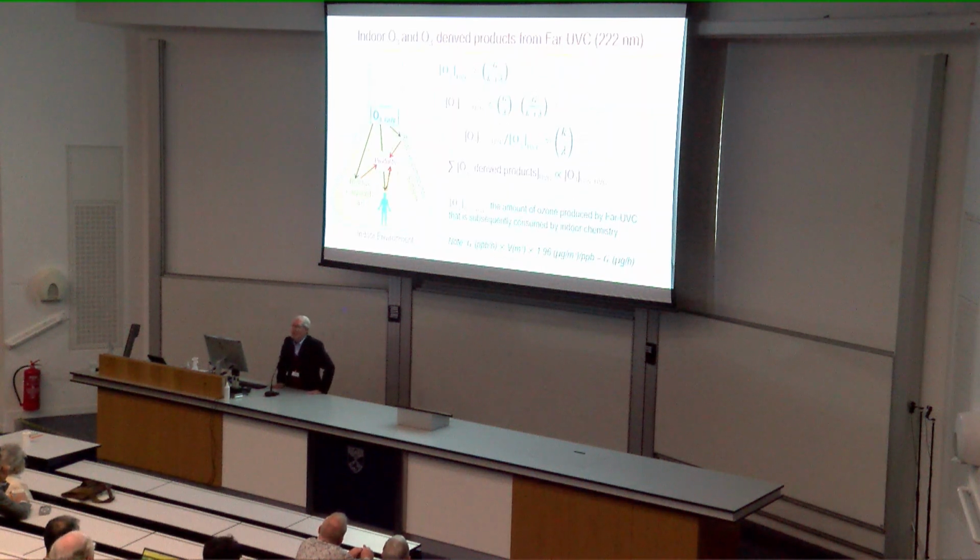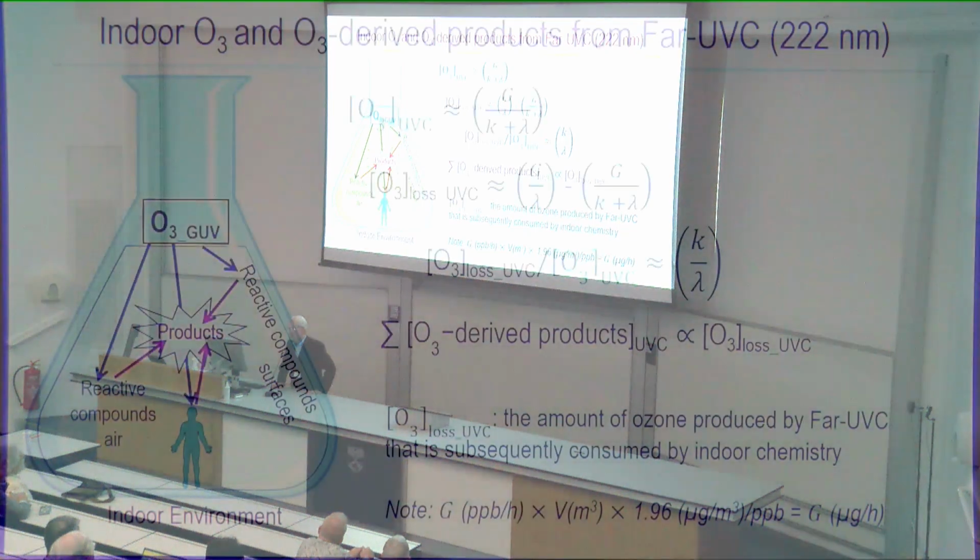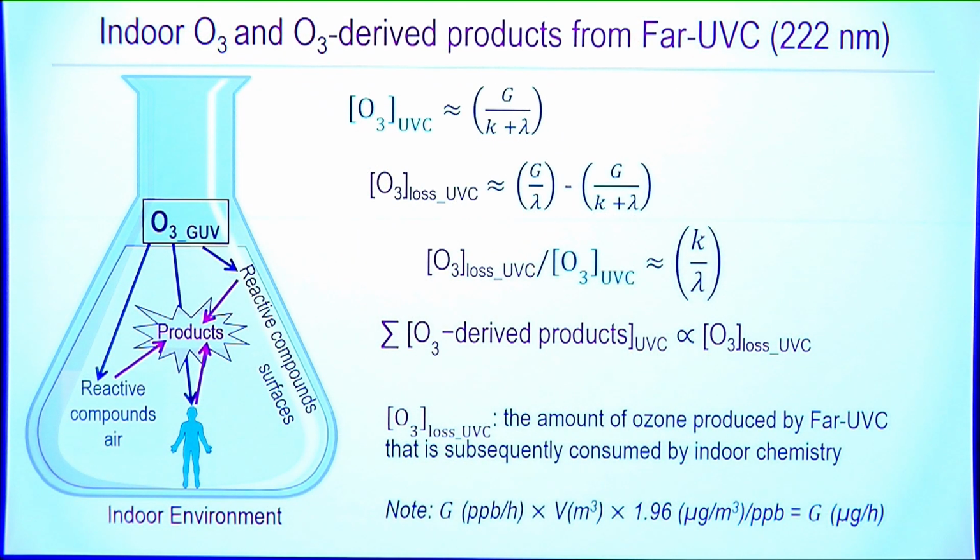Now let's turn our attention to ozone generated by Far-UV. The incremental addition of ozone, when you use Far-UV, can be estimated by G divided by K plus lambda. It makes sense. It's basically the rate at which you're emitting ozone to the room, G, divided by our two sinks again, K and lambda.